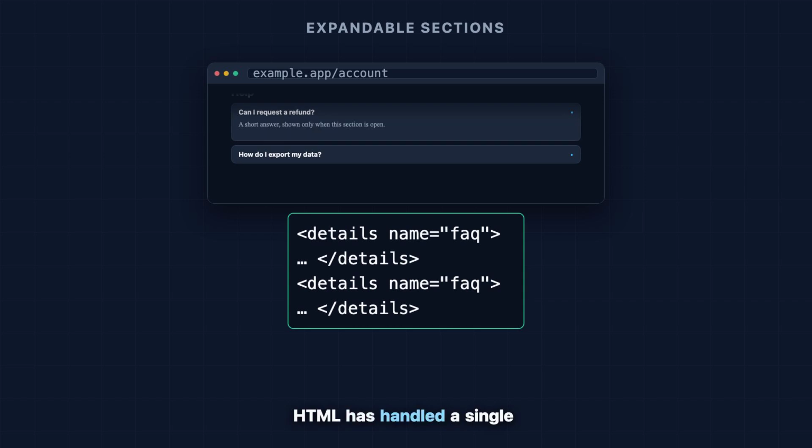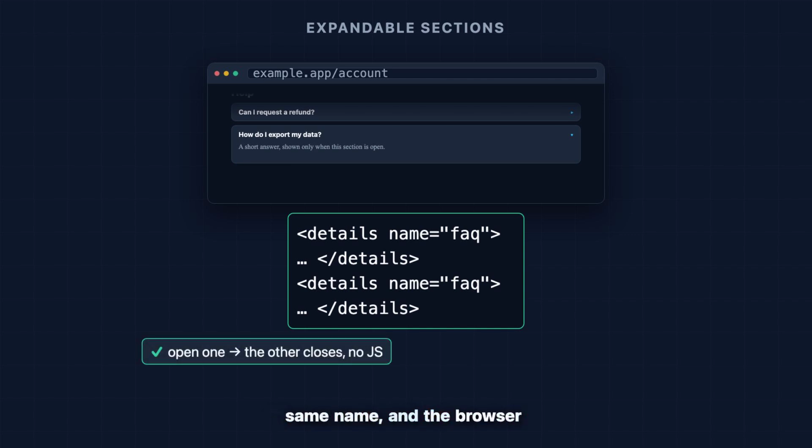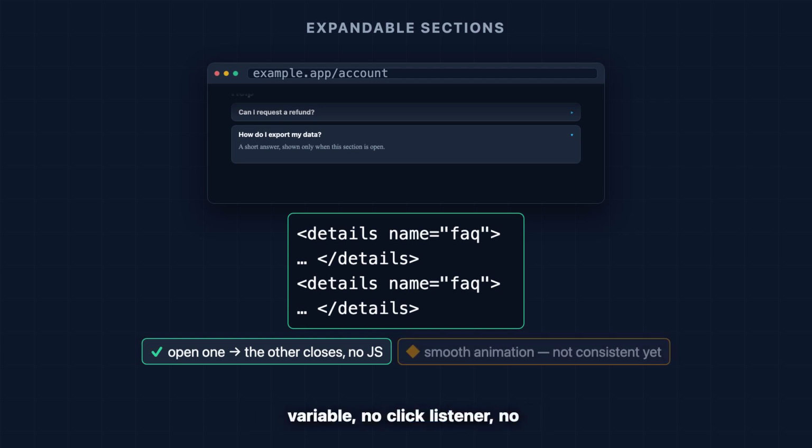HTML has handled a single open and close panel for years with details and summary. But now there's another piece. Give several details elements the same name and the browser turns them into an accordion. Open one and the previous one closes automatically. No state variable, no click listener, no code keeping them in sync.